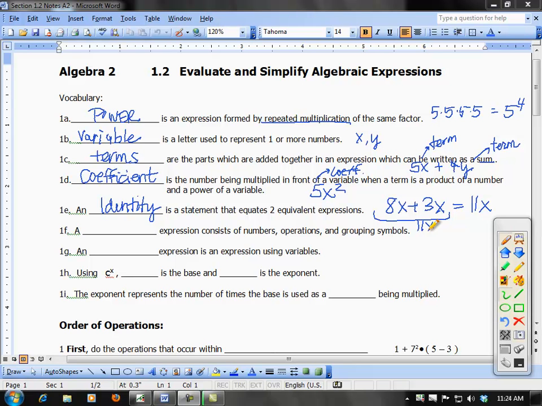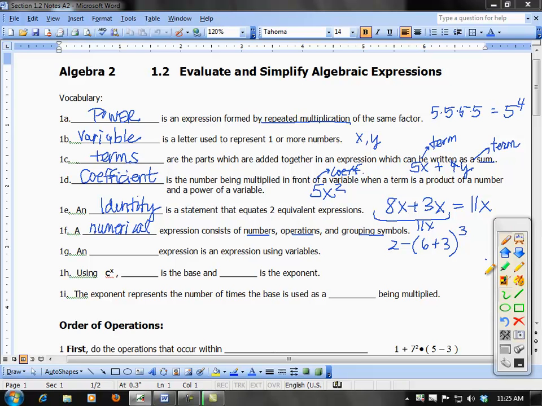Okay? Now there are two types of expressions. The first type is numerical. A numerical expression is only numbers, operations, and grouping symbols. And this is what we use order of operations for. So something like 2 minus 6 plus 3 cubed. This is called a numerical expression because it only has numbers in it.